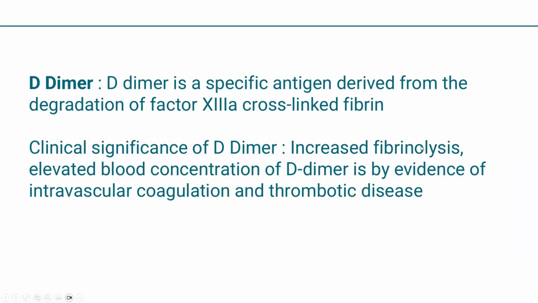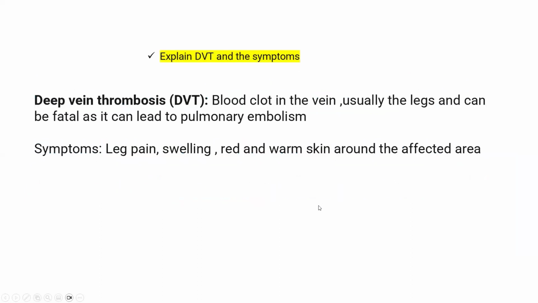Increased fibrinolysis, which is a destruction of fibrin. Elevated blood concentration of D-dimer is evidence of intravascular coagulation and thrombotic disease. Some of our patients, like I talked about in the previous lecture about the Wells criteria for screening for DVT, or deep vein thrombosis, which is blood clotting in the vein, usually the legs, and can be fatal as it can lead to pulmonary embolism.